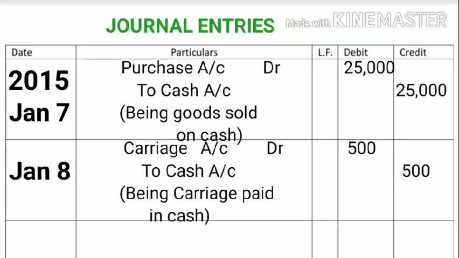January 8, paid carriage. Cash balance has reduced and expense is incurred. So the entry is carriage account debit to cash account, and the narration will be being carriage paid in cash.